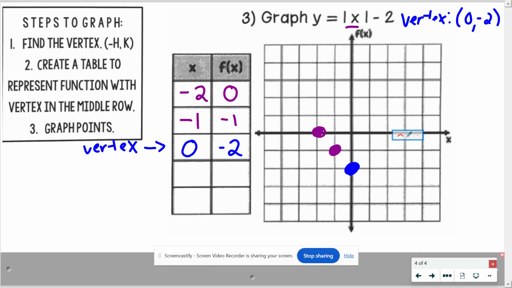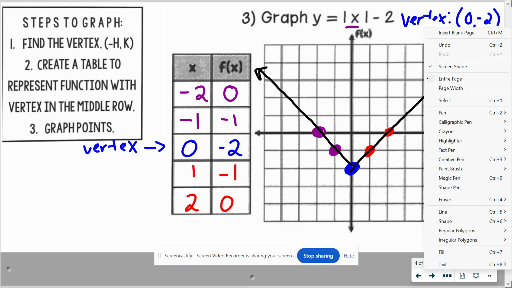Let's use red. We can continue the pattern. We want to stay close to our vertex whenever we can. We have the x value of 1. We substitute it in. Absolute value of 1 is 1. Well, 1 minus 2 is -1. So we can plot 1, comma -1. We can substitute 2 into our absolute value equation. Well, the absolute value of 2 is 2. 2 minus 2 is then 0. So we can now plot 2, comma 0. Now that we have our points, we can draw our lines to the best of our ability. Very good. And that's how you graph an absolute value function.